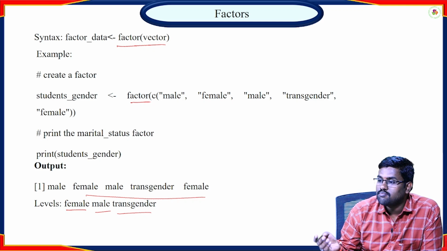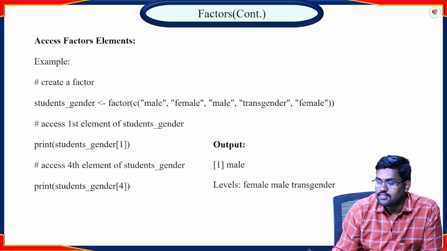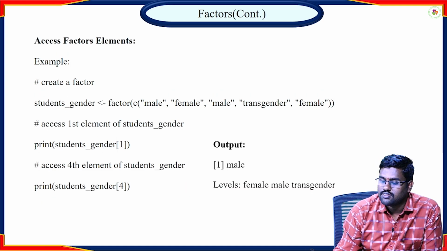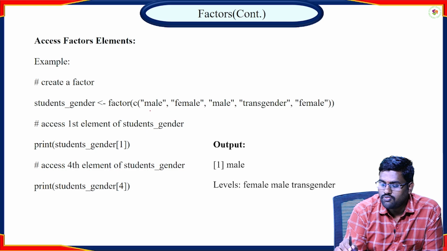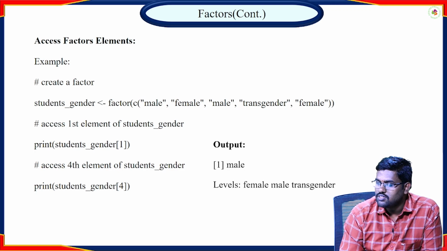Factor acts as a multiple choice. That means whatever different types of values are available in that vector, that is to be shown in the form of vectors. Now, for example, if you have to access the factor elements, it is based on our indexes. So student gender of 1 means the first, male, will be displayed. Next, student gender of 4. So the particular value 4 will be displayed. So like this, the values will be displayed in this example.